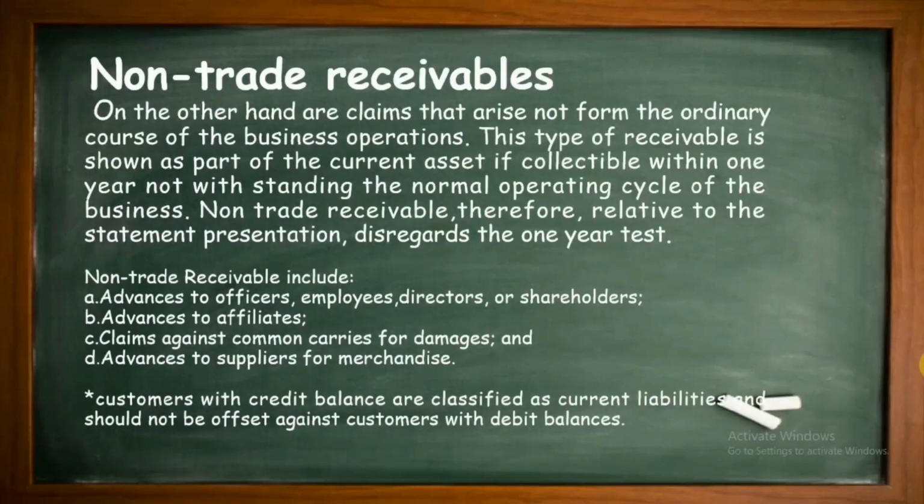Non-trade receivables include advances to officers, employees, directors, or shareholders. It is a cash payment or loan made to the officers, employees, directors, or shareholders for business expenses that are anticipated to be incurred by them. Example, advances to officers and employees might include travel costs like gas, parking tickets, meals, membership, and others.